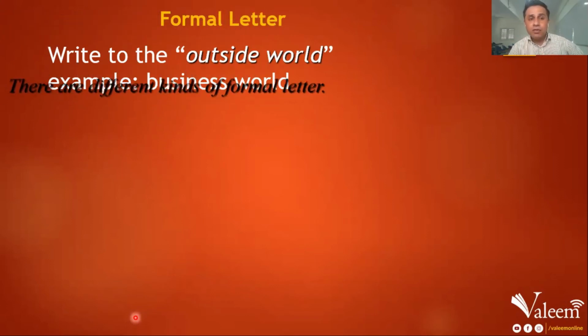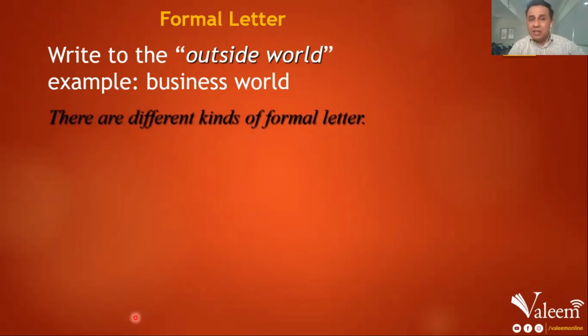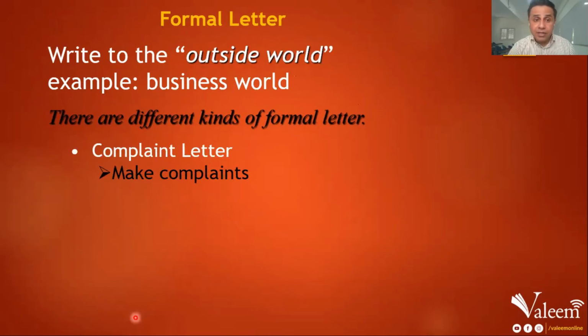Here, what you have to take care about is that there are different kinds of formal letter. When it comes to a formal letter, what could be the categories? It could be a complaint letter, when you make a complaint. As I mentioned earlier, if you have irregular water supply, you might write a letter to the board authority. And if you have unscheduled, frequent load shedding in your area, you might write a letter to the K-Electric authorities or the concerned department.